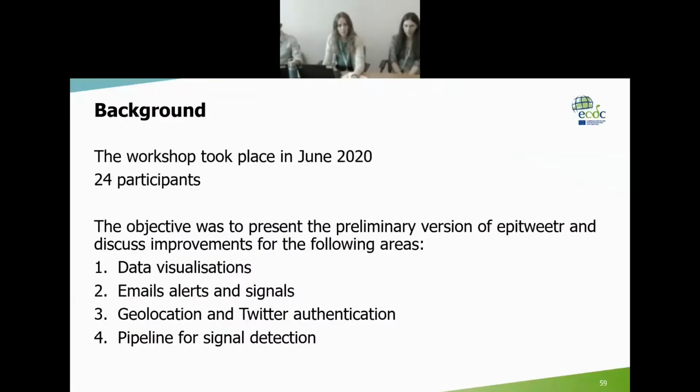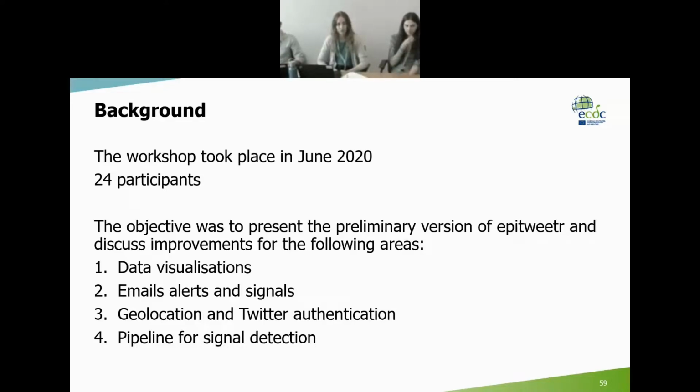We had a similar workshop in June 2020. At that time, there were about 24 participants. And the objective was to present what was the preliminary version of epitweetr and to discuss improvement in 4 specific areas. We need to remember that at that time we had the prototype that was finalized. We were starting with the different automatizations to the different aspects of epitweetr, and we wanted to have these discussions with different experts in the field to see how it could be improved in this version.